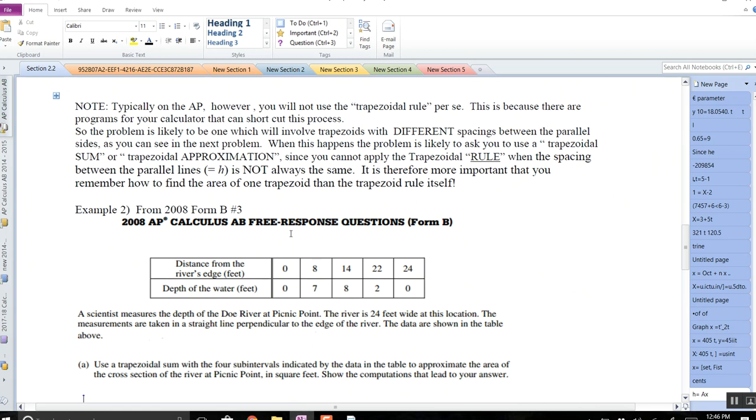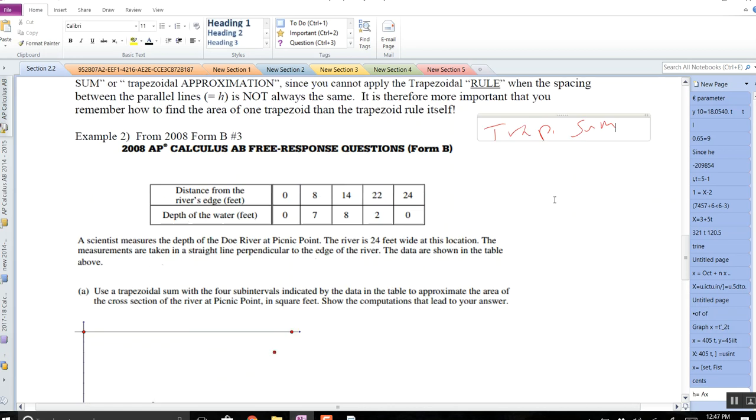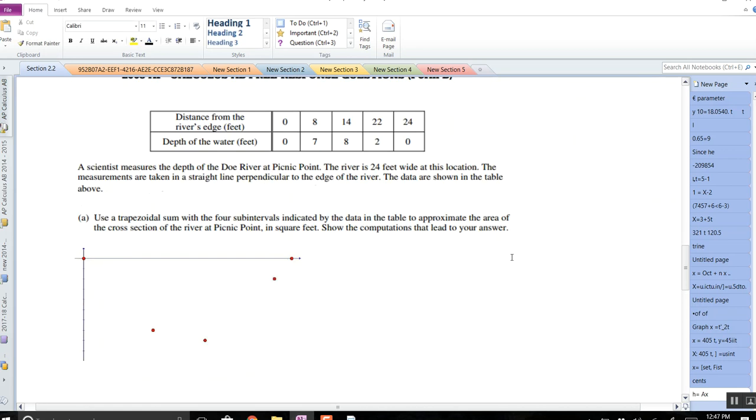Okay, moving right along. Now sometimes your spacings might be different. So you will not use the trapezoidal rule. Instead, you use something called trapezoidal sum. So there's actually a difference between the rule and the sum. The rule is just, hey, it's all the same intervals. The sum is when they're not the same intervals, or it's an approximation. So let's do a trapezoidal sum for this bad boy here.